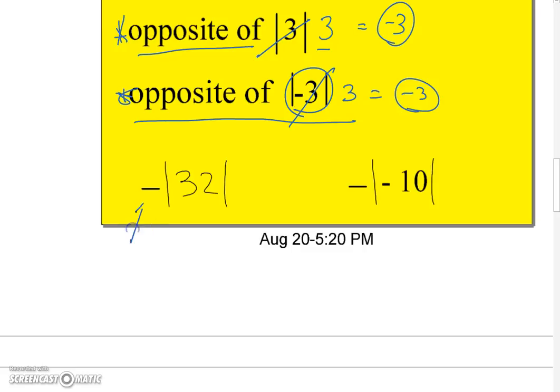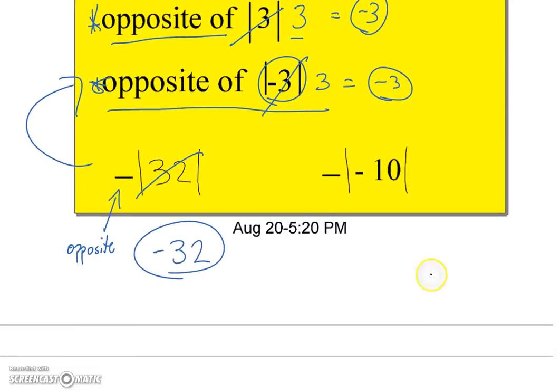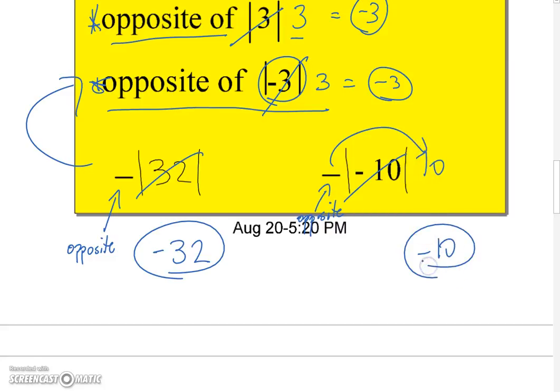I want to introduce you to this little negative sign outside the absolute value. That simply means opposite. So this could read, what is the opposite of the absolute value of 32? Let's do the same thing we did up here. What's the absolute value of 32? It's +32. What's the opposite of 32? -32. What is the opposite of the absolute value of -10? Well, if the absolute value of -10 is +10, the opposite of 10 is -10.